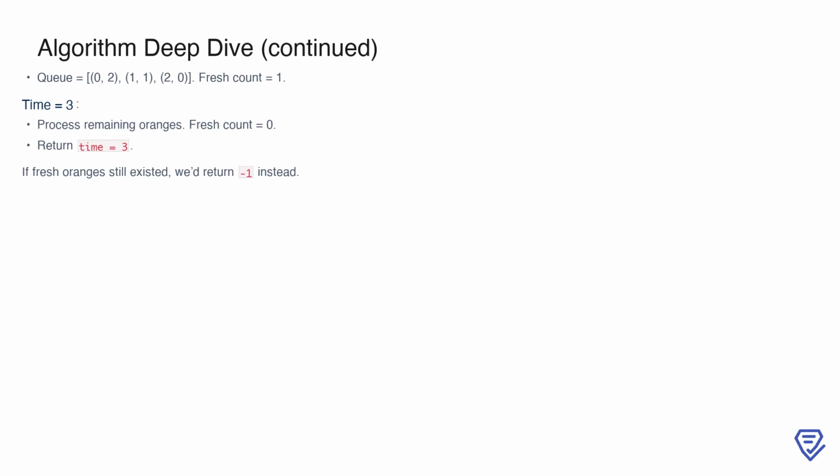This step-by-step simulation demonstrates how BFS ensures that the rot spreads evenly across the grid, with each layer of processing corresponding to 1 unit of time. By the end, we achieve an accurate and efficient solution to the problem.